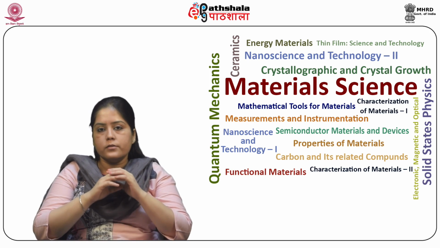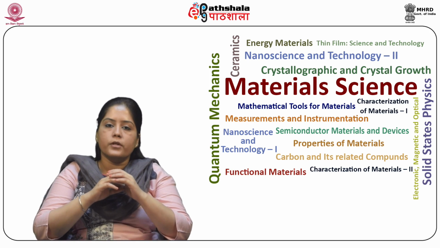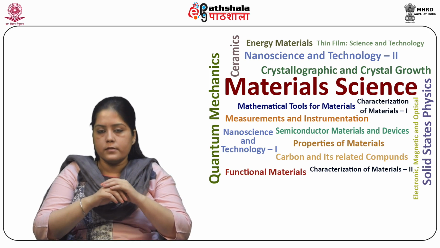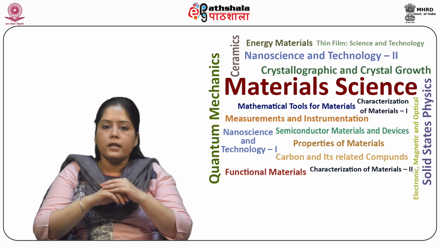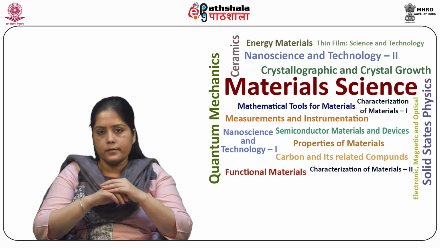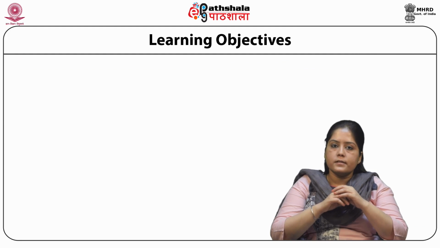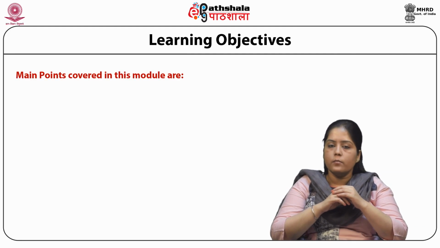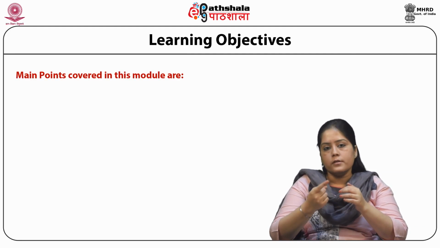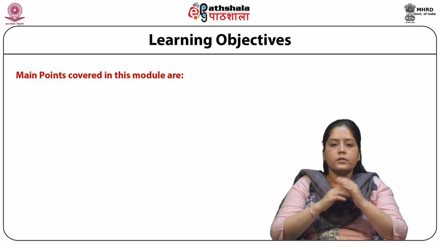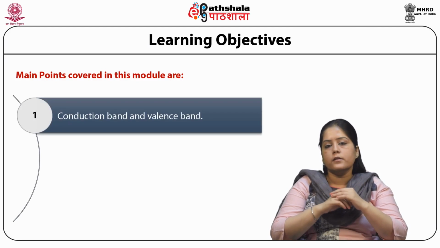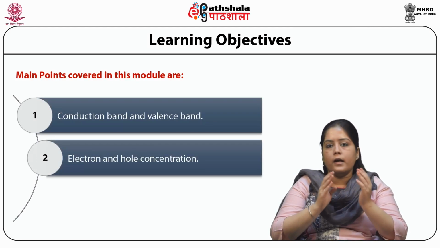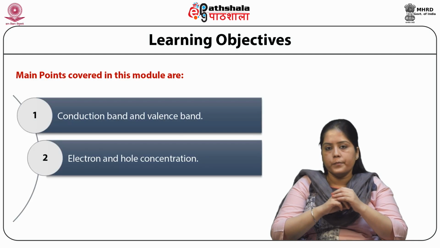Today we are going to discuss the module Properties of Solar Cell Materials from the paper Energy Related Materials. So students, let us discuss the main points which will be covered in this module. First, we will discuss the conduction band and the valence band. Second, the electron and the hole concentration.